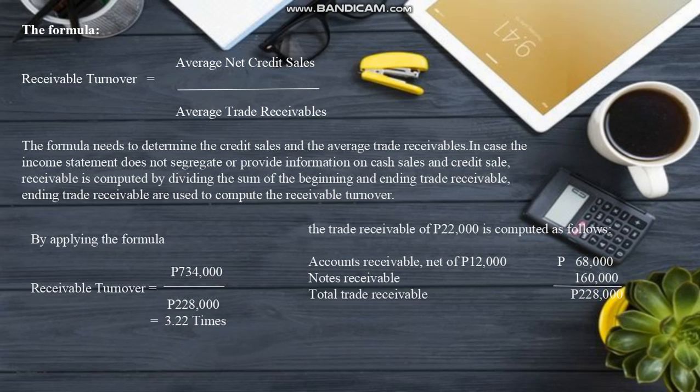The average trade receivable of 228,000 pesos is computed as follows. As you can see, according here, it is computed by dividing the sum of the beginning and ending trade receivable. So that is their beginning and ending trade receivable, which is 68,000 pesos plus 160,000 pesos equals 228,000 pesos.